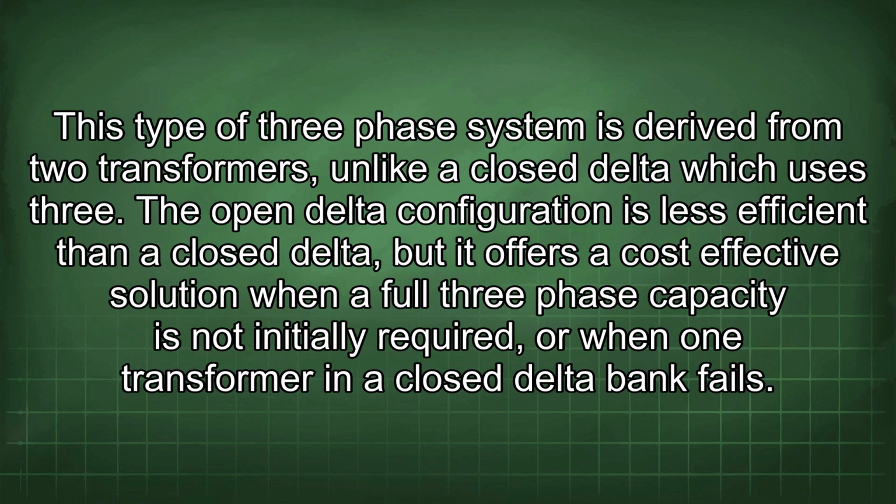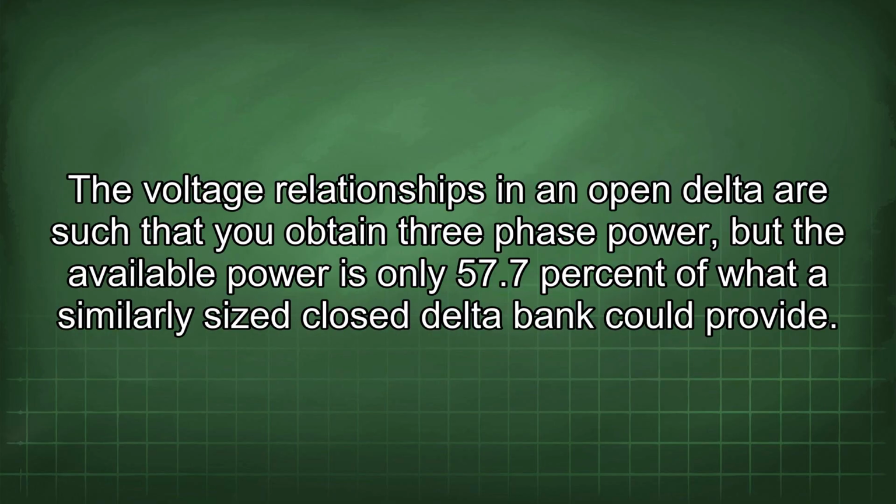This type of three-phase system is derived from two transformers, unlike a closed delta which uses three. The open delta configuration is less efficient than a closed delta, but it offers a cost-effective solution when a full three-phase capacity is not initially required, or when one transformer in a closed delta bank fails. The voltage relationships in an open delta are such that you obtain three-phase power, but the available power is only 57.7% of what a similarly sized closed delta bank could provide.